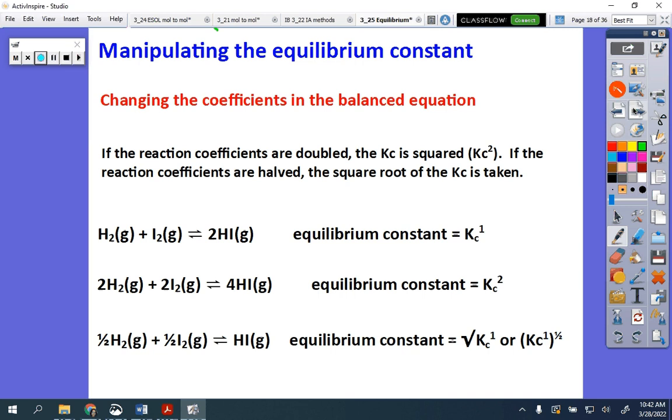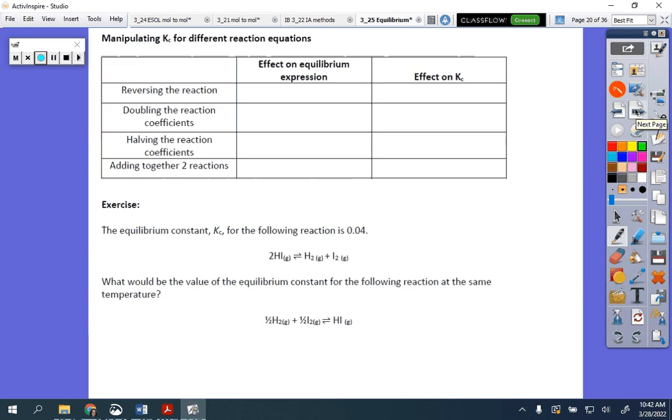Oh, I guess it just has the table. So what you should be doing right now is filling out, as we go along, this table that is on page 10.